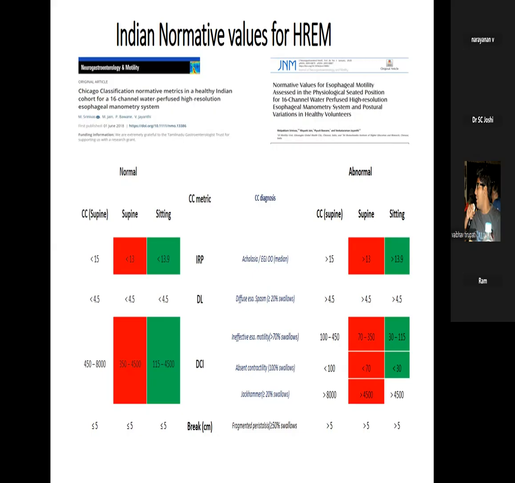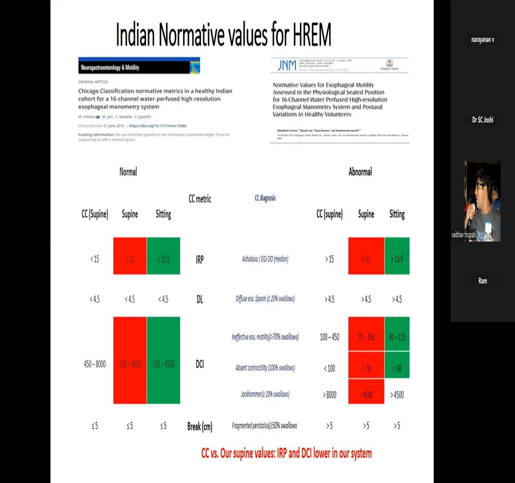In the same way, the DL does not get affected much. Whereas the DCI, 450 to 8,000, becomes 350 to 4,500 in supine. It remains 4,500 in sitting also at the upper limit, but the lower limit drops even further to 150. The break sizes were consistent right across. So we actually see here, compared to Chicago classification, our supine values, because Chicago is in supine, for IRP and DCI were lower in our system, in our cohort of patients.